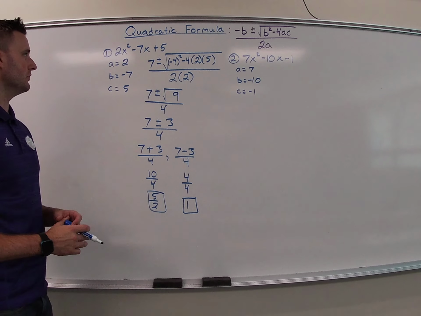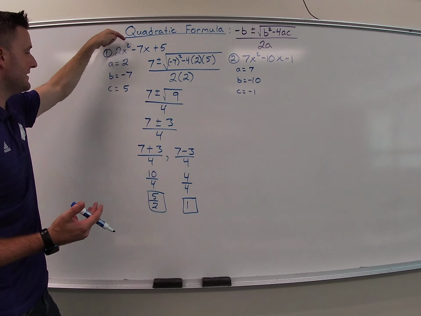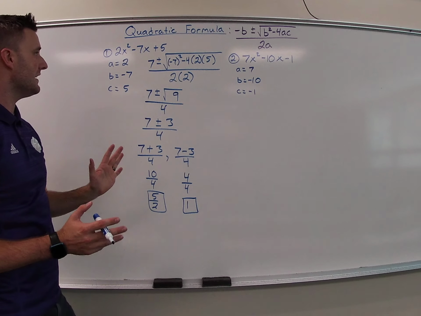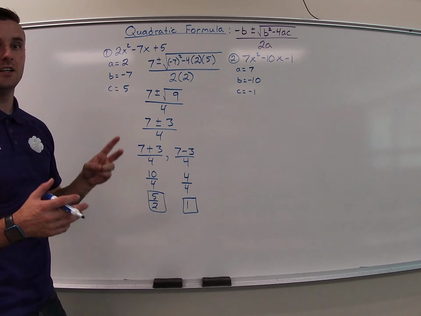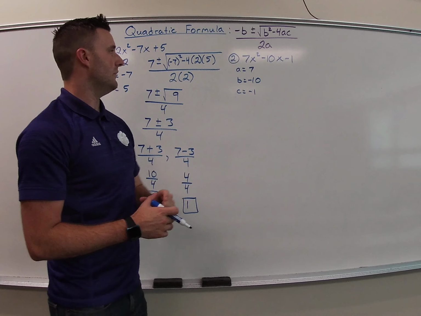Now, why did we get two solutions? We got two solutions because our exponent is a 2. Whatever your highest exponent is tells you how many solutions you're going to get. That's why we have a plus or minus, because we get two solutions, one with the positive of all that with the quadratic formula, and one with the negative.